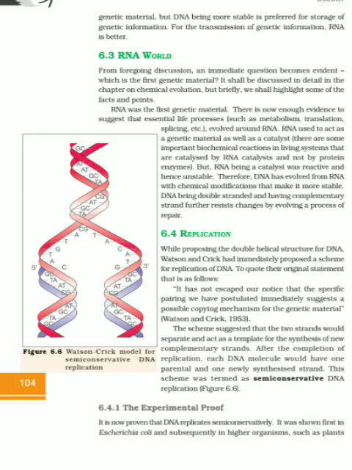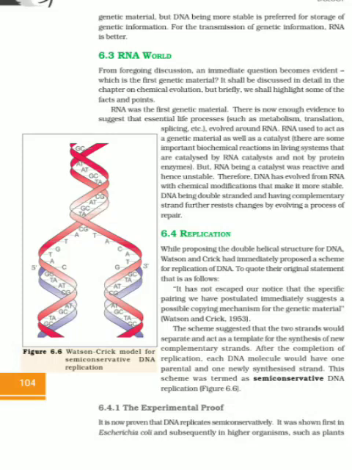Watson and Crick, 1953. The scheme suggested that the two strands would separate and act as a template for the synthesis of new complementary strands. After the completion of replication, each DNA molecule would have one parental and one newly synthesized strand. This scheme was termed semi-conservative DNA replication. The experimental proof: it is now proven that DNA replicates semi-conservatively.